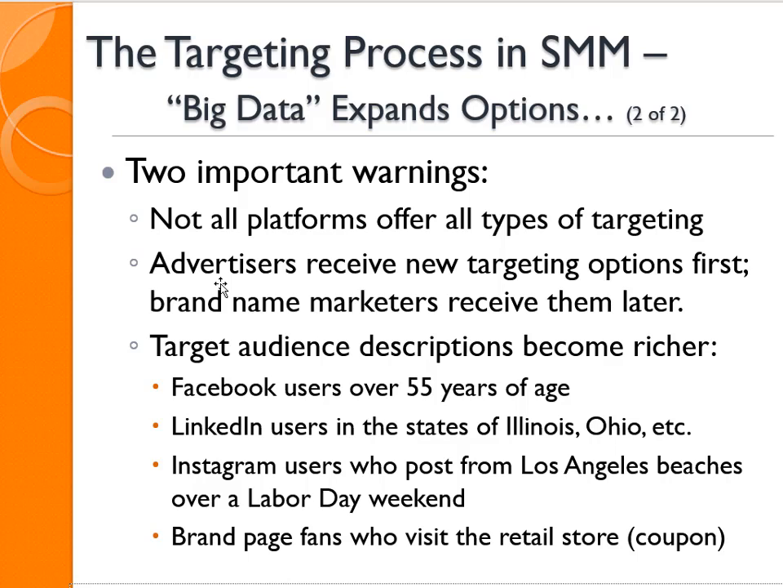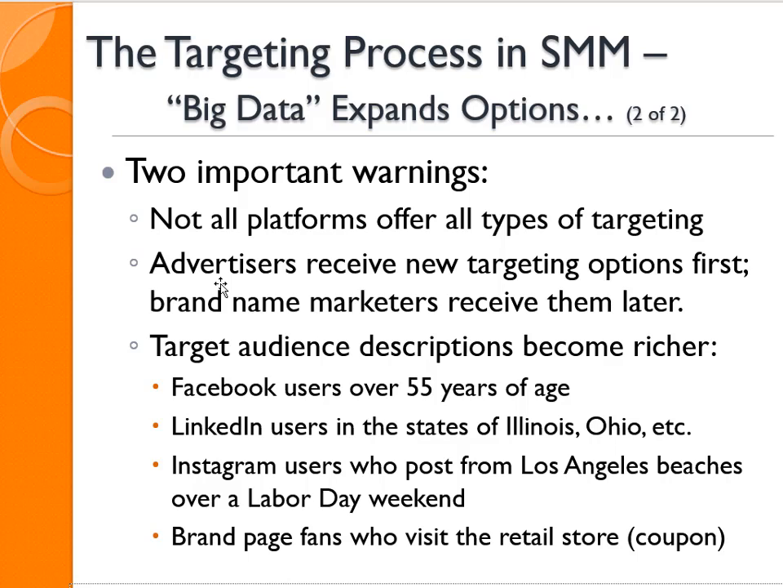So some things you should be aware of when you're using this data is that when you're on a certain platform, let's say Facebook, it may not offer all types of targeting. Right? So depending on which platform you're using, you may have to use a different type of targeting. Also keep in mind that if you're just working on increasing brand awareness, you may not be as accessible as an advertiser who gets new targeting options first. And so with the brand name marketer, you're going to receive those options later on what you can do and who you're going after.